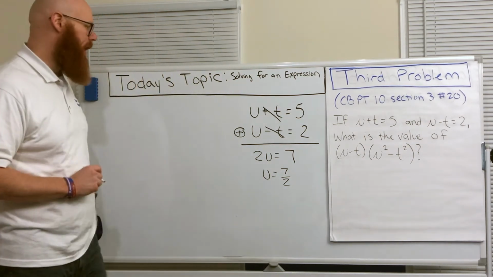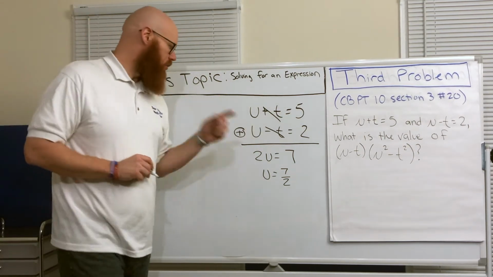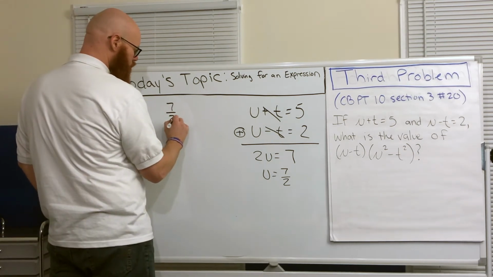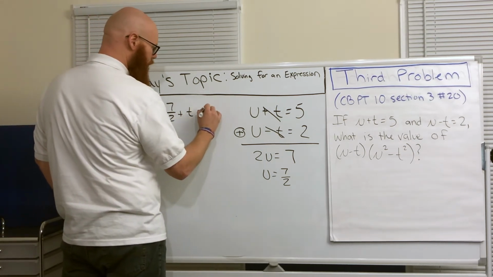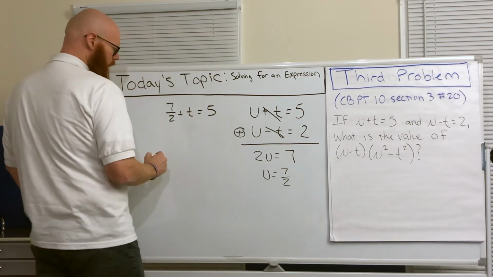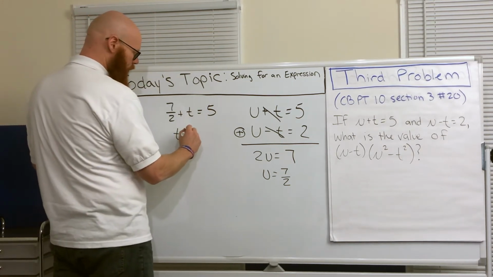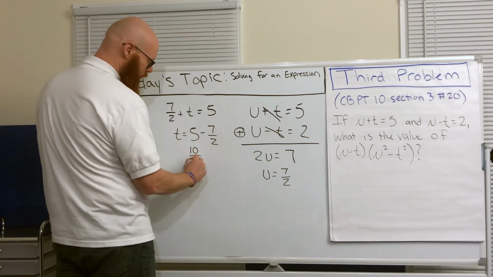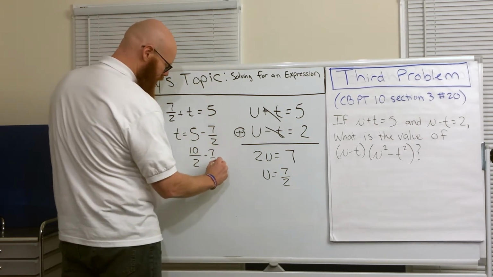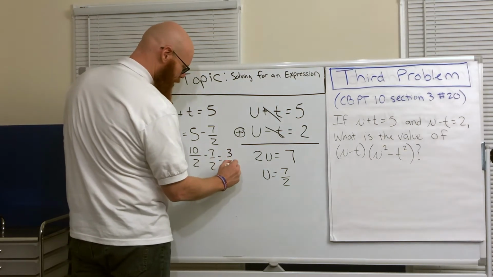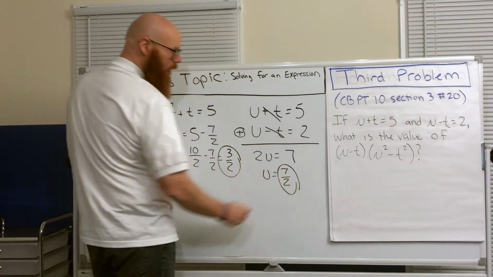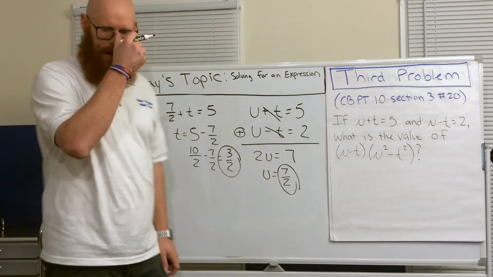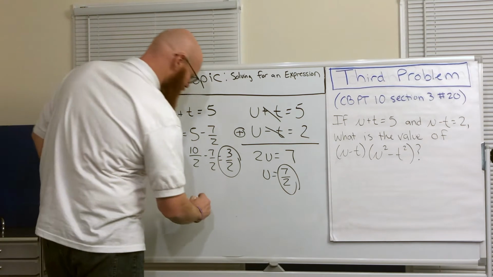All right, and then I would need to plug back in. So let's say I pick, let's do the first equation. So 7 over 2 plus t equals 5. T will then equal 5 minus 7 over 2, and 5 is 10 over 2, minus 7 over 2 is 3 over 2. So now I've got to go in and I've got to plug these in for these individual values. This is just getting ridiculous, right?